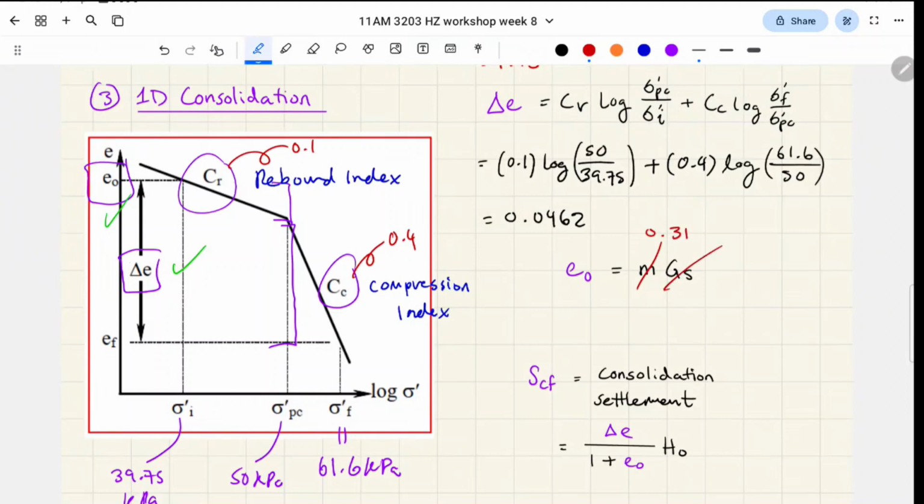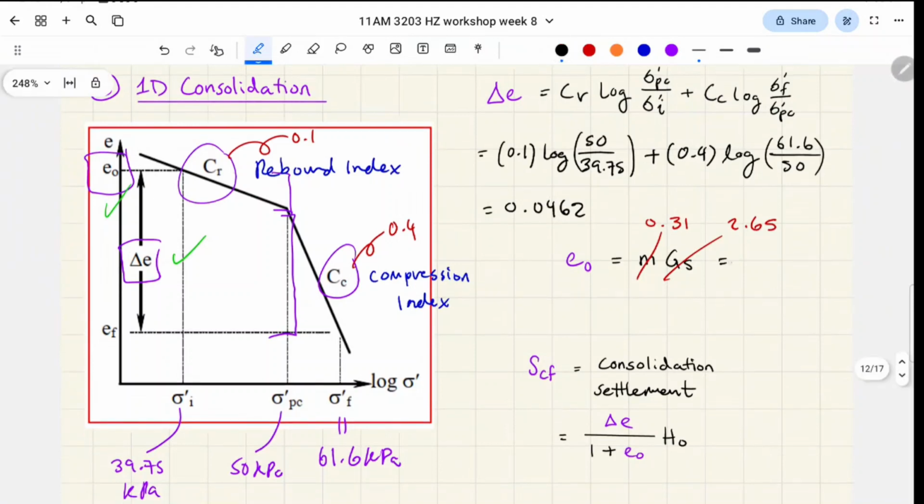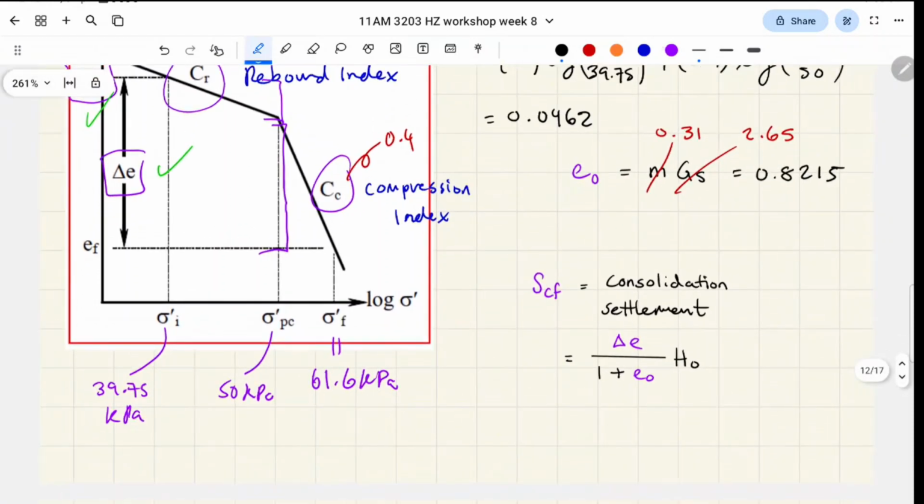GS is our specific gravity. So that's how much times heavier our soil is compared to water. If we're not given it, we can just safely assume it's 2.65. That means that our clay is 2.65 times heavier than water. And this value, our initial void ratio, is 0.8215. Okay, so now we have both these values, so we can sub it in to this equation.